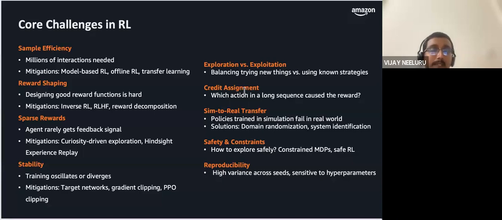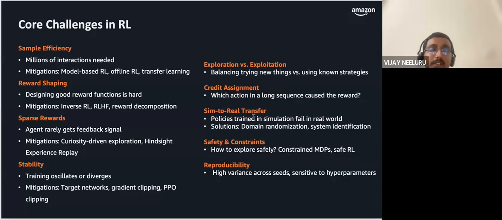Credit assignment. Which action in a long sequence caused the reward? Let's take, for example, you win a chess game after 40 moves, but which moves were brilliant and which were mistakes? The reward comes at the end, but the decisions were made throughout. So credit assignment, like which move is good or bad, is one of the critical challenges.